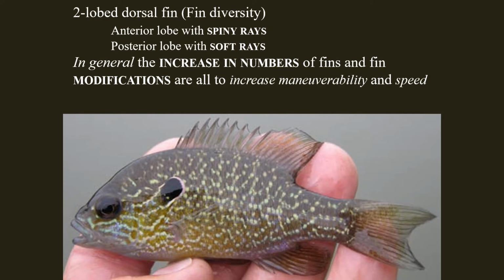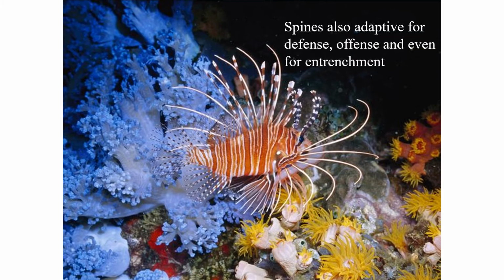Along with the increased variation in body shapes and sizes, we also see an increase in diversity of fins. Advanced teleosts have a two-lobed dorsal fin with both spiny and soft rays. In general, there has also been an increase in the number of fins, all of which leads to an increase in maneuverability and speed. Many fish have spines that may be used for defense and offense.